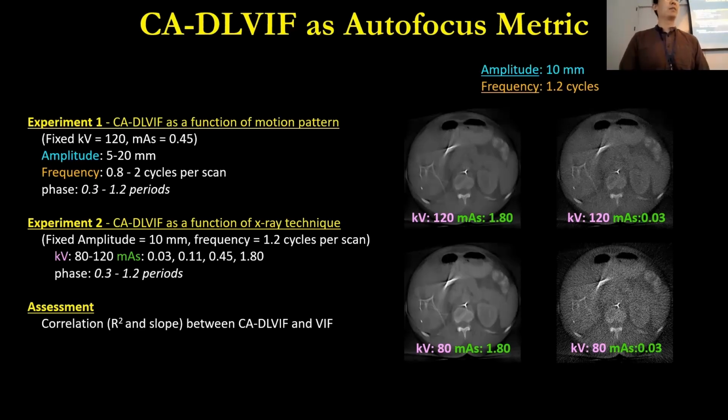In the next experiment, we fixed the motion pattern to be a moderate one, but we varied the scanning protocols using different KV and MAS. We also applied a random phase shift to the motion. We use the R-square and slope to evaluate the performance of DLVF against VF by seeing how they correlate.